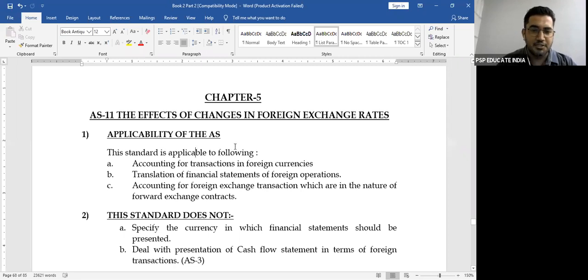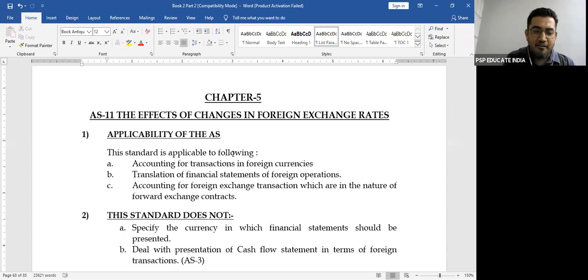So please pay attention. It says we are doing AS-11, the effect of changes in foreign exchange rates. ये standard बताता है कि जब भी foreign exchange rates में changes होते हैं, तो उसका क्या impact हमारे financial statements पे आता है. This standard has a positive list, is applicable to three things. First, accounting for transactions in foreign currencies, translation of financial statements of foreign operations, and accounting for foreign exchange, which are in the nature of forward exchange contracts.